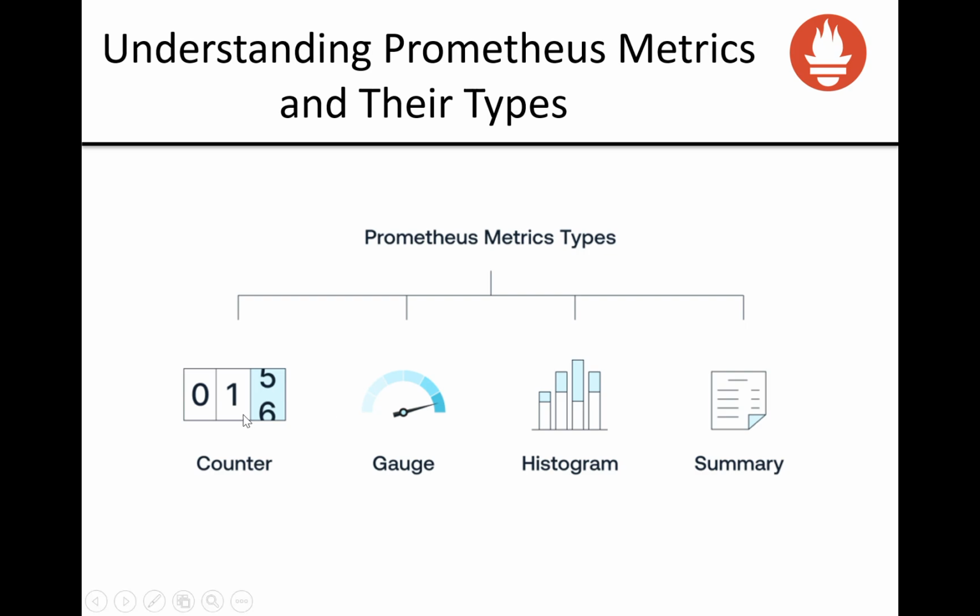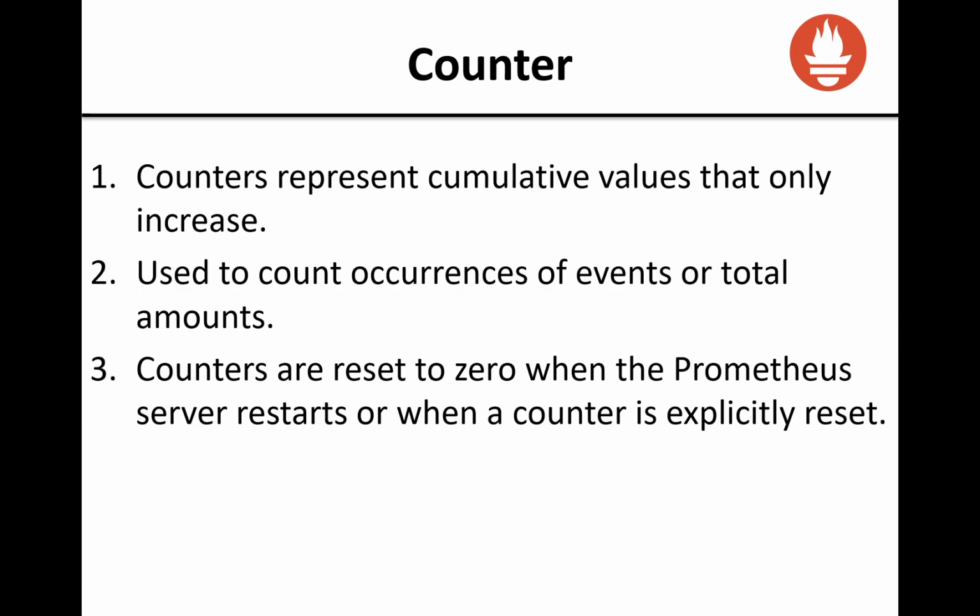As you can see, there are four types of Prometheus metric types. First one is counter, second one is gauge, third one is histogram, and fourth one is summary. The first type is counter, as counters represent cumulative values that only increase. It is used to count occurrences of events or total amounts. Counters are reset to zero when the Prometheus server restarts or when a counter is explicitly reset.